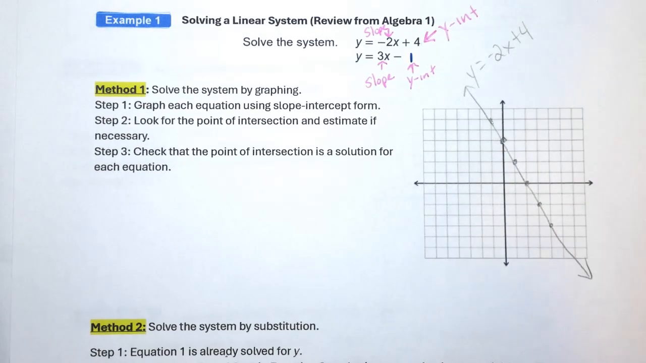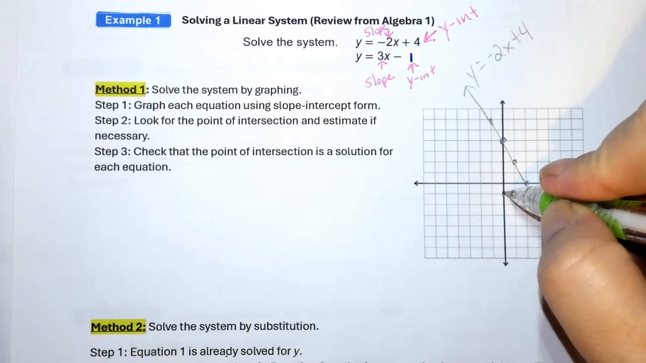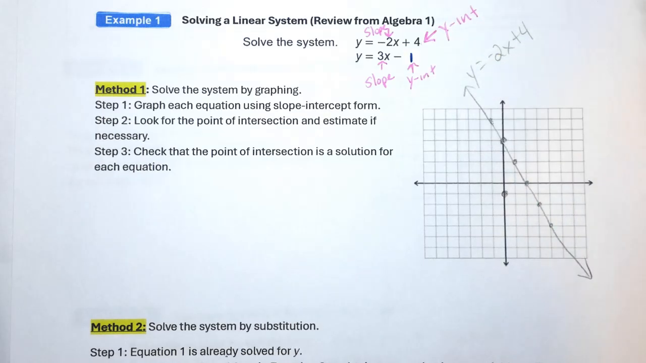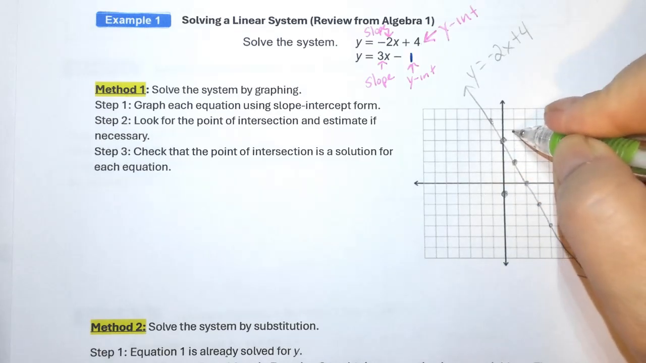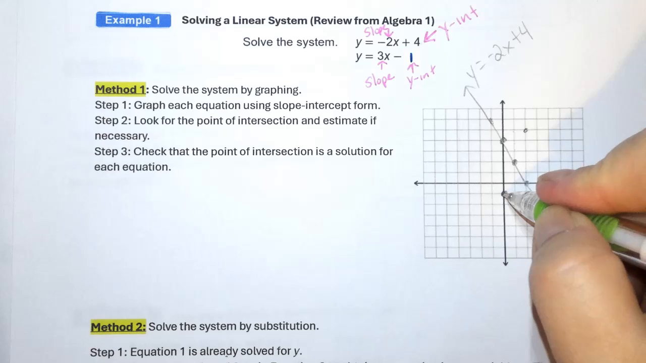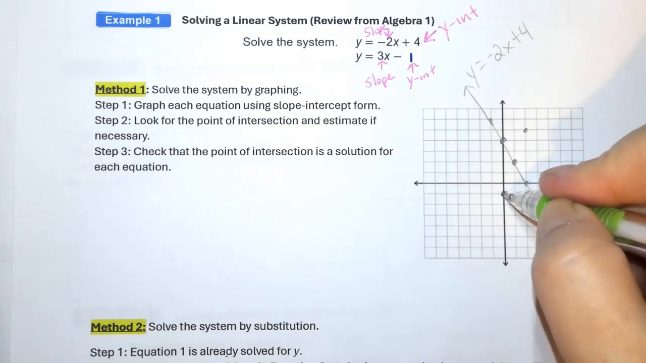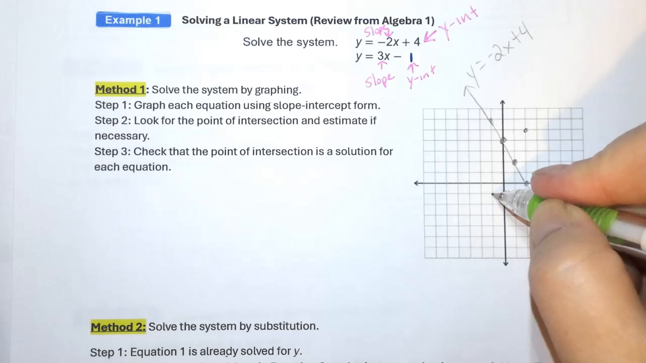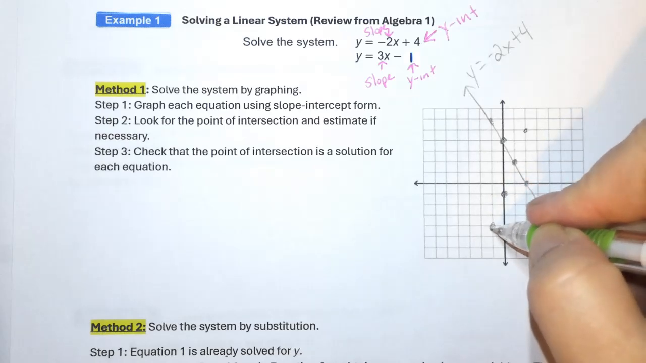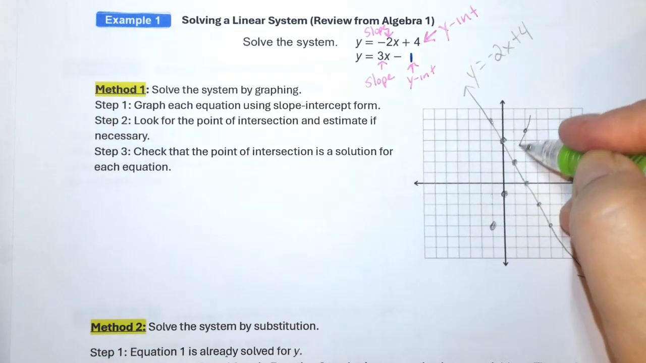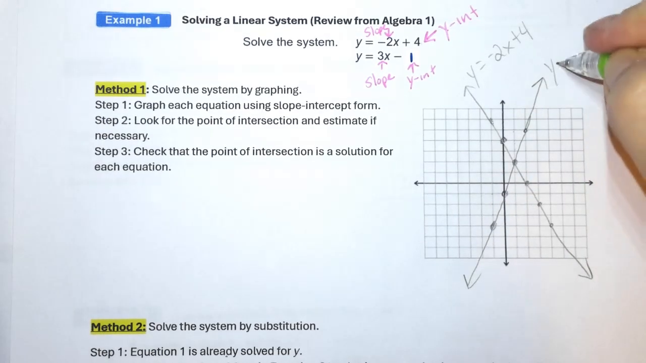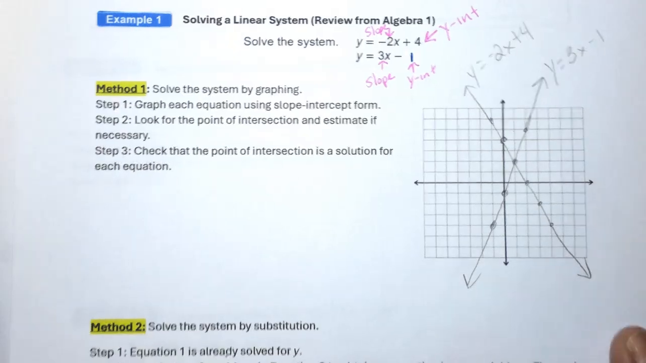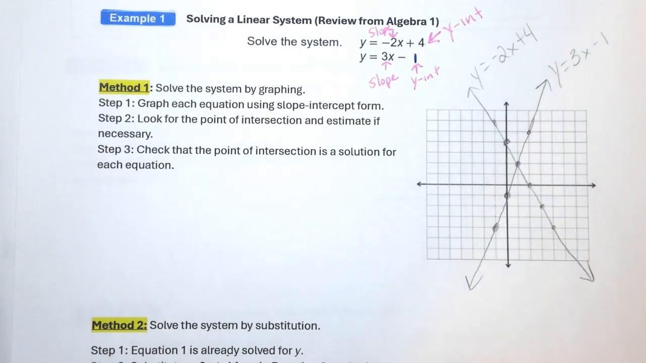Now we're going to graph the second one and see where they intersect. So we start with our y-intercept of negative 1. Again, if you didn't change that, you need to. And then our slope is 3. So we're going up 1, 2, 3 over 1. 1, 2, 3 over 1. If you like to put the points the other way, you just go backwards. So over 1, down 1, 2, 3, and it will help you to make your graph a little straighter. So this is y equals 3x minus 1. So we have our two equations graphed.